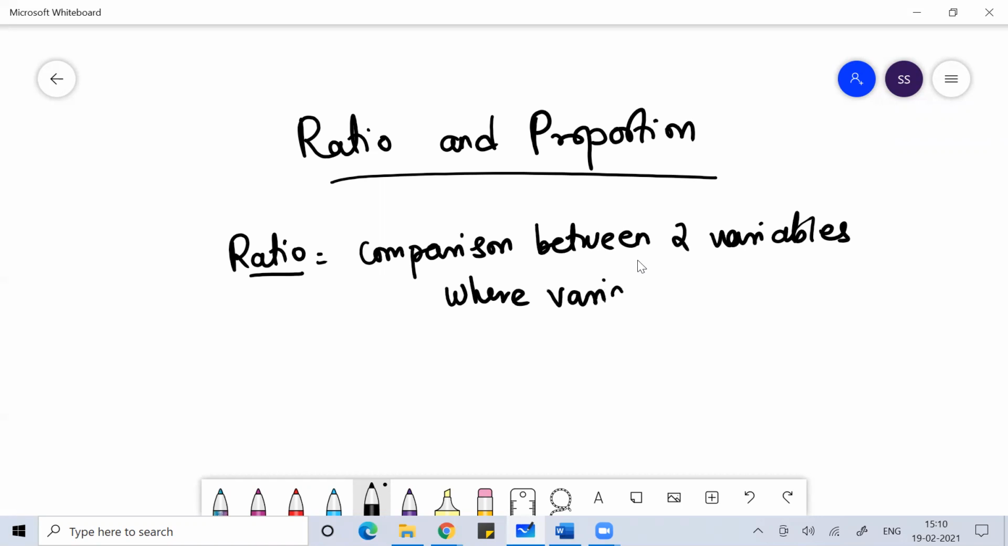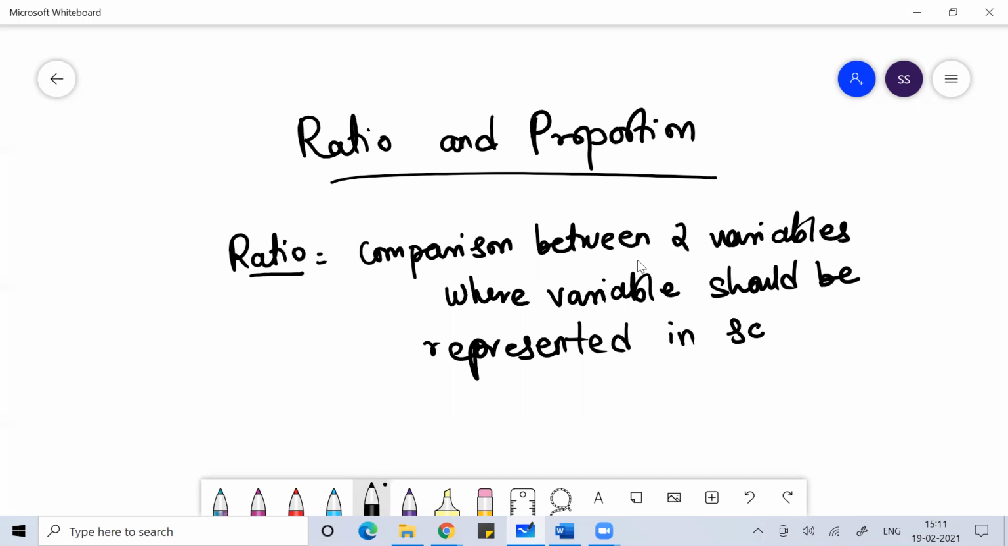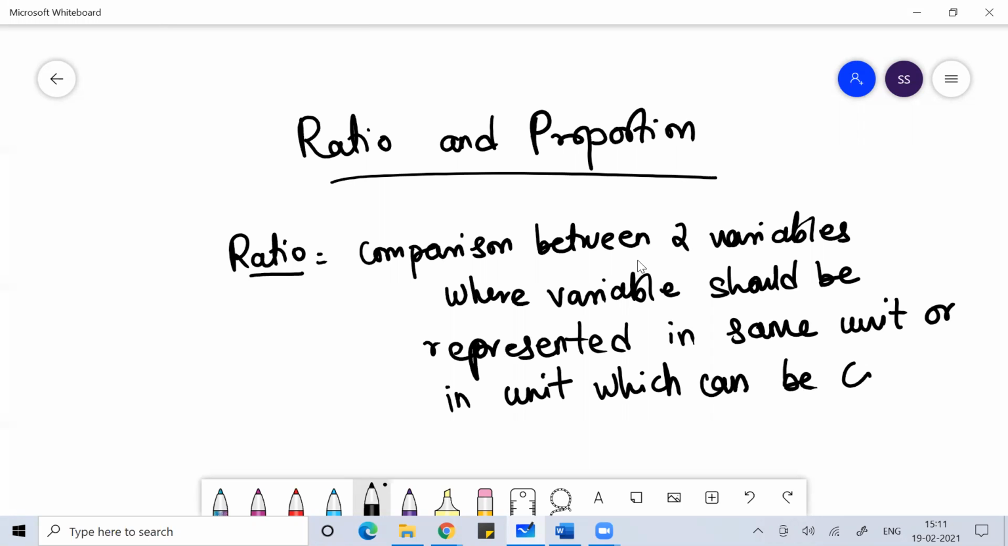The variables should be represented in the same unit, or in a unit which can be comparable. So what do you mean by this, sir?